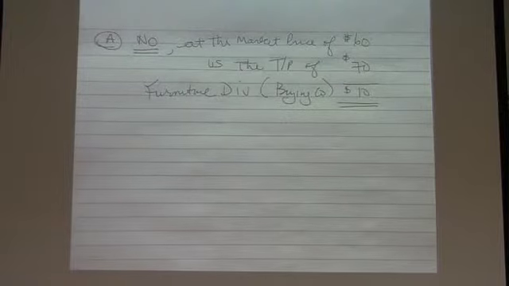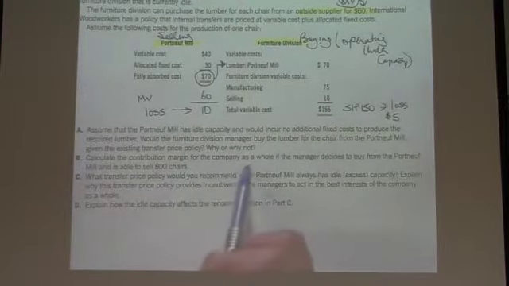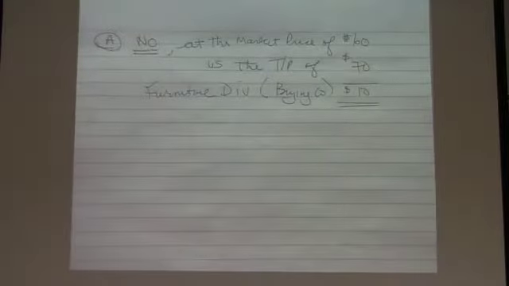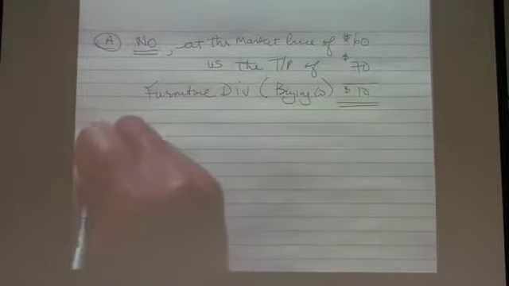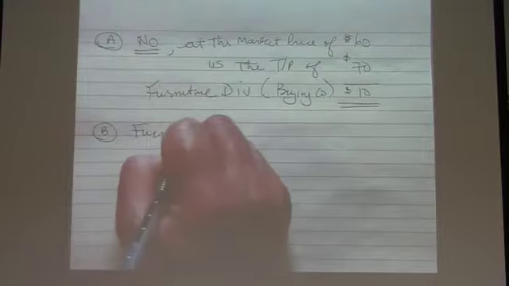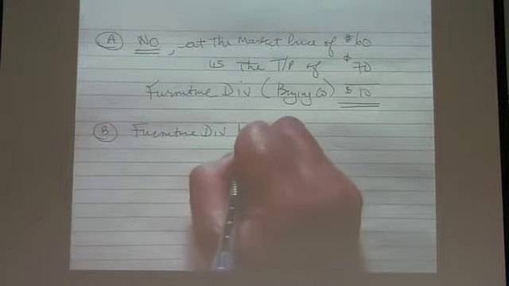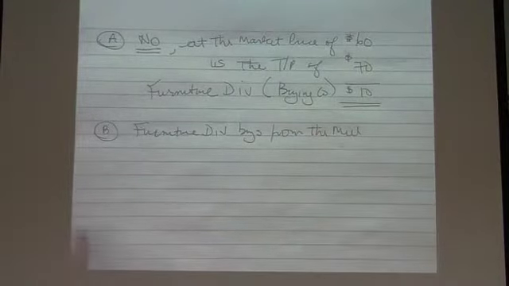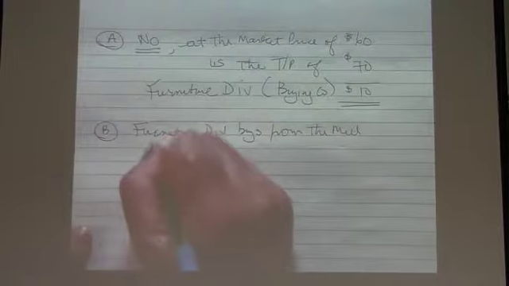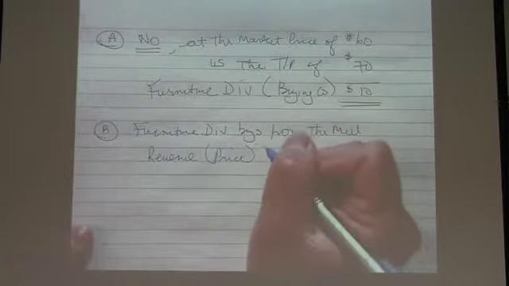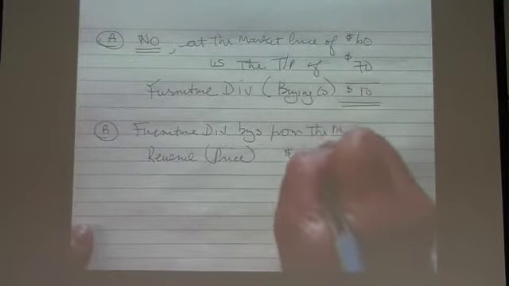Okay? Now, looking at the second part of the question, it says calculate the contribution margin for the company as a whole if the manager decides to buy from Portneuf and is able to sell the 800 chairs. So now we're looking at it from the company's perspective. So if the furniture division buys from the mill, here's what would happen. First of all, you've got revenue, which is really the price, isn't it? And the price for those chairs is $150 per unit.